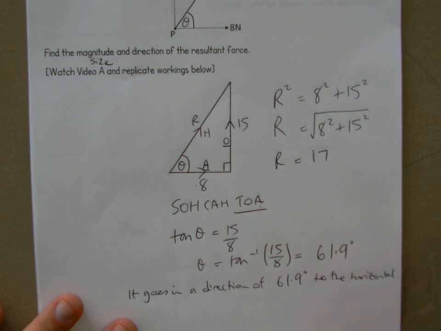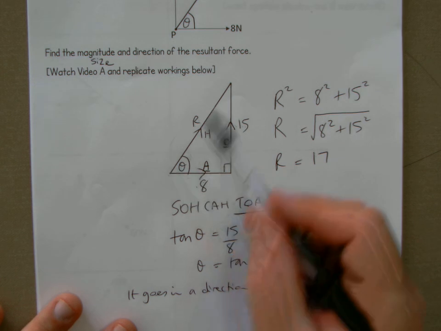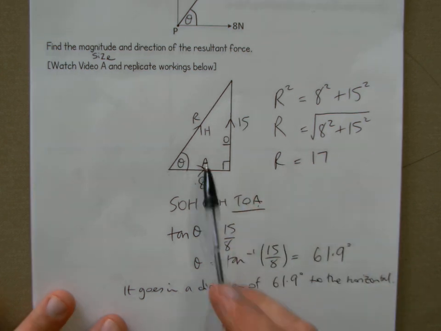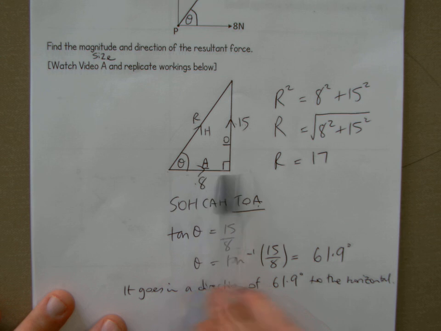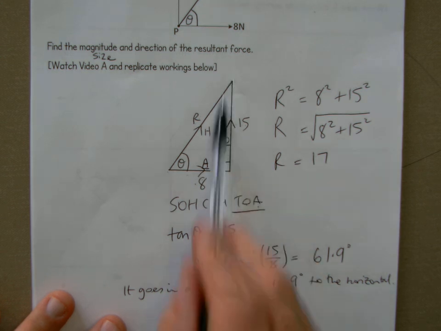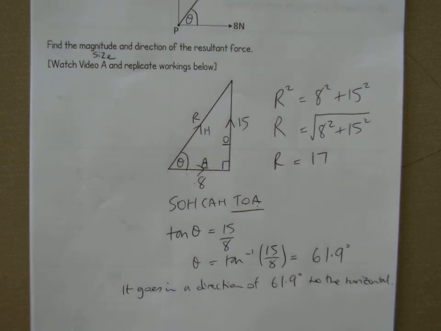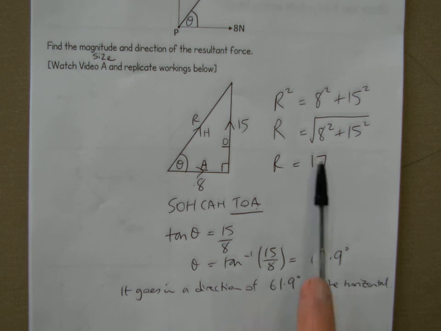And to be honest, you'd expect it to go at quite a steep angle, because if you think about it, it's 8 newtons being pulled this way, but it's 15 newtons being pulled in the vertical direction, or almost twice the force going vertically, so that angle is going to be a lot bigger, isn't it? Okay, so we've got our angle and we've got our resultant force.